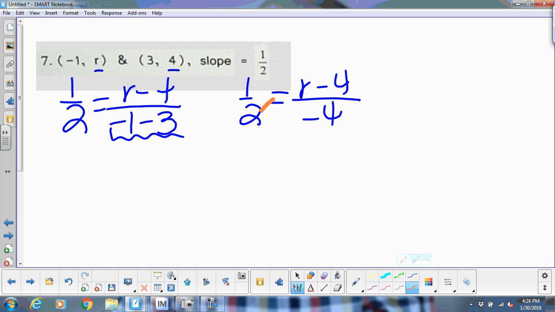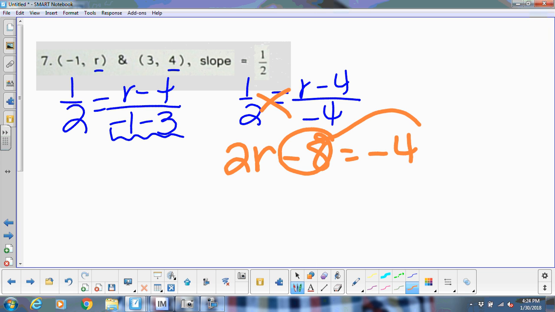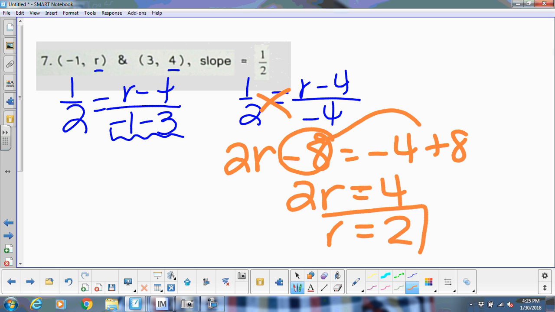So that's going to give me 2r minus 8 equals negative 4. And solve from here. So 2r is going to equal 4. So therefore r equals 2.